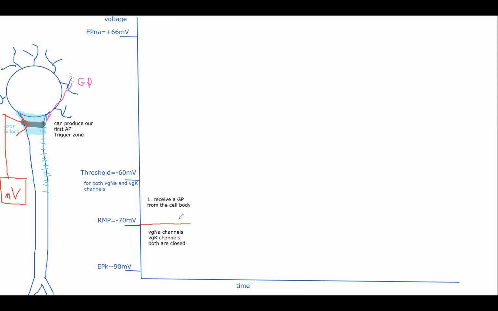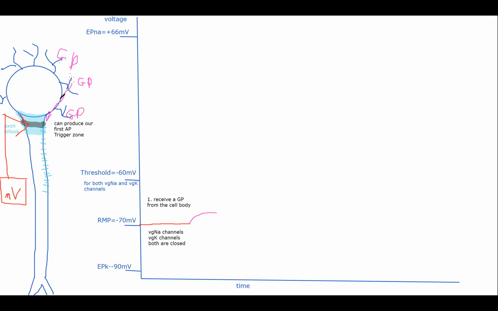And we perceive that as a small depolarization. Now, if that depolarization only gets us to negative 68 millivolts, does anything else happen? No. As we talked about, that's going to go back to its resting membrane potential and will continue there forever. That's not very interesting. But maybe we get another graded potential. And maybe this one's a bigger signal. Or maybe we even have a third one down here that's even closer.